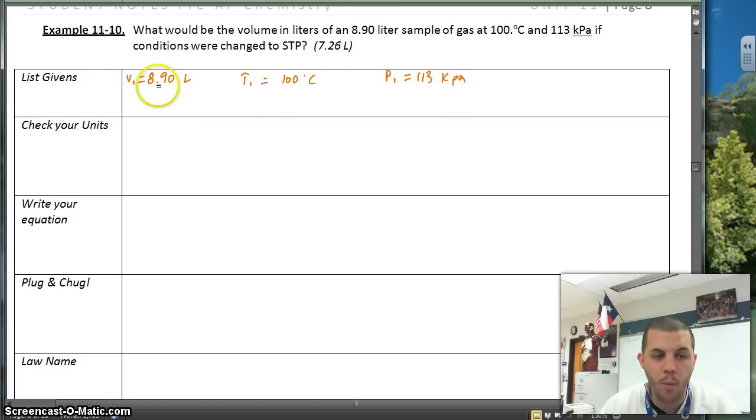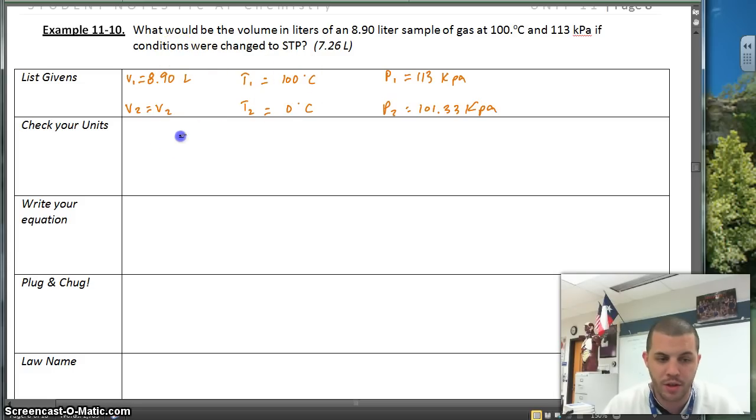Then I want to know what would be the final volume. So V2 equals V2. STP, okay, we've got to remember that STP is 0 degrees Celsius, and the pressure is 1 atmosphere, okay? Now, are we dealing with atmospheres right here? No, we're not. So we want to know the standard pressure in kPa, which, of course, if you look at your green sheet, you would see that that is 101.33 kPa.